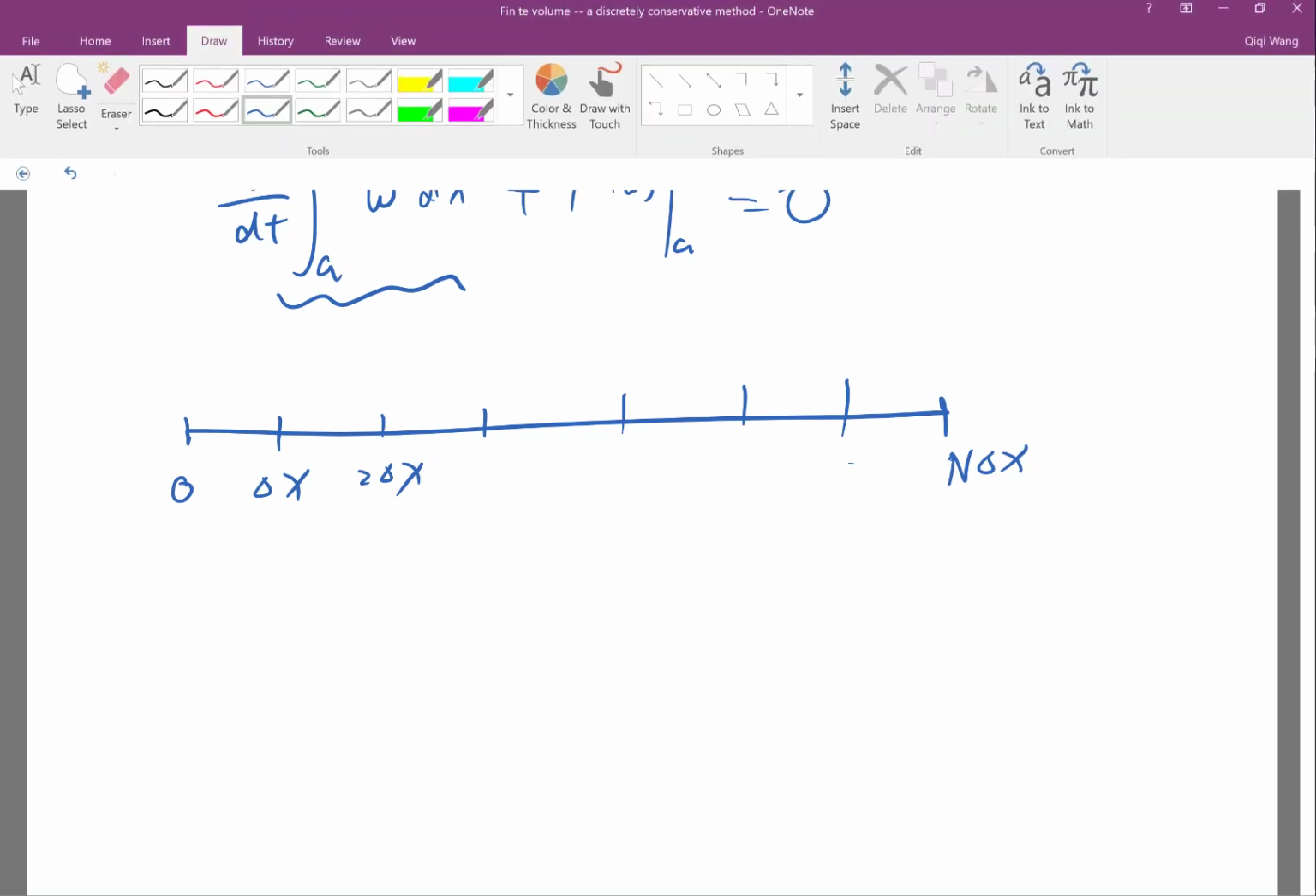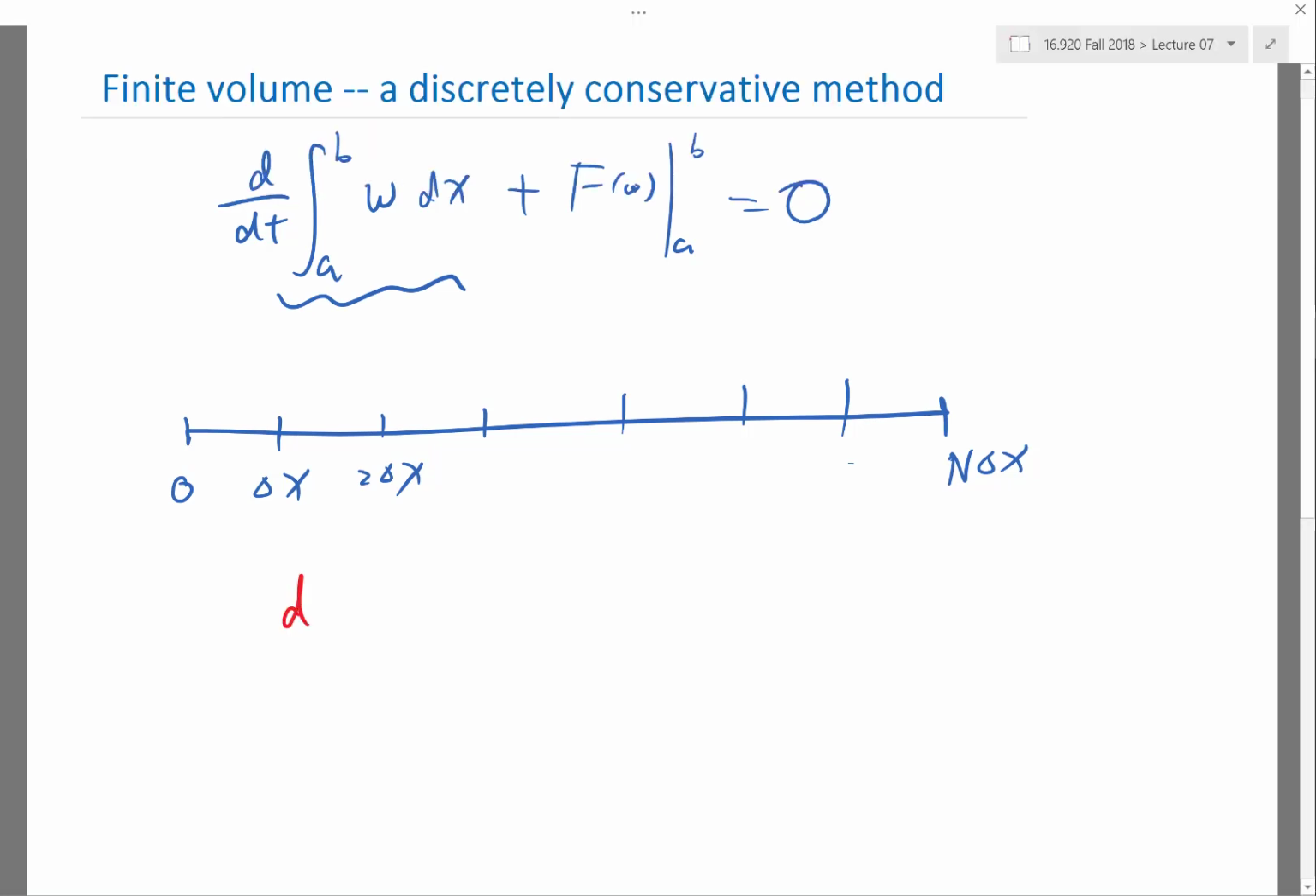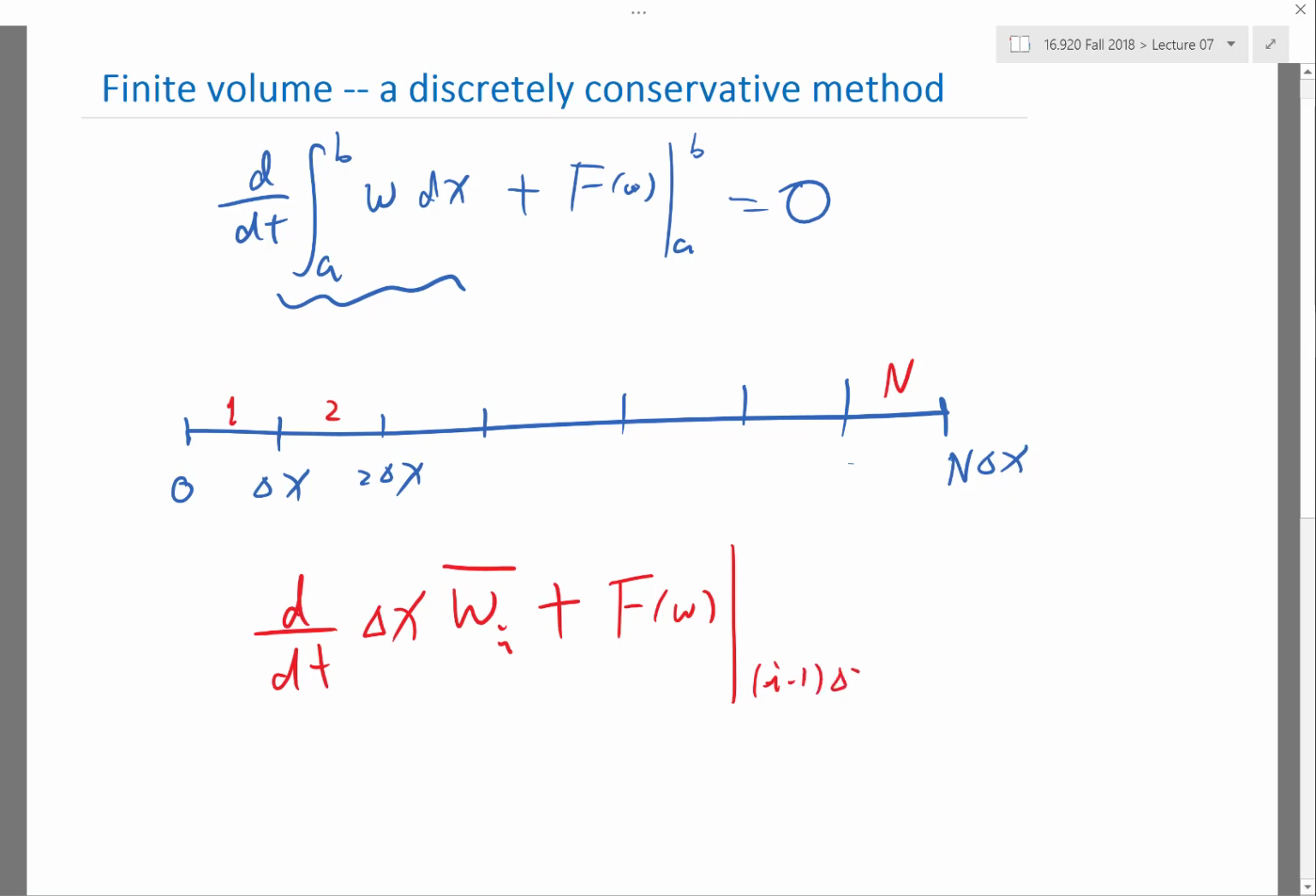Right, actually we can rewrite this as d/dt of delta x times the volume average over a cell. So let's say this is cell 1, cell 2, cell n. So cell i is, plus f of w at (i minus 1) delta x and i delta x.